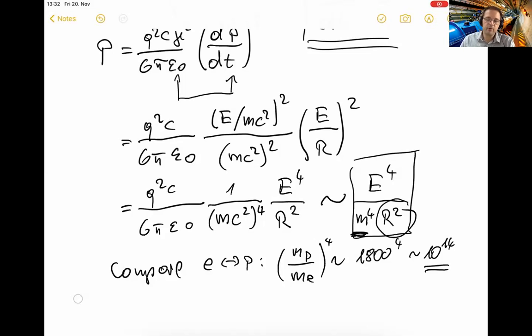The energy that you want enters with the 4th power. So you're dead. If you want to go from 100 to 200 GeV, for example, you have 16 times the losses. To bring it down, you need a radius that's 4 times as large as you had before. So it's impossible in principle. That's why electron circular colliders are limited.